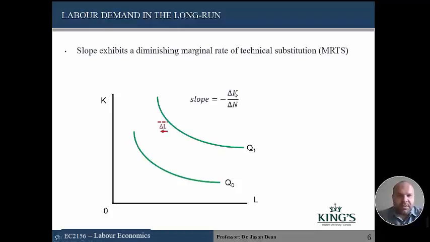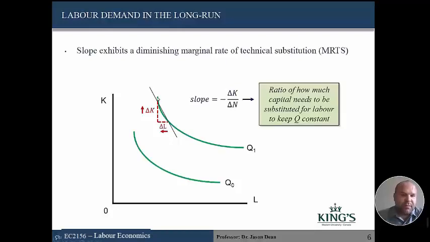So the slope is equal to the change in K over the change in N, right? So up here, if we take away this much labor, the firm would need to use this much capital to produce the same amount of output. The slope of a line tangent to the isoquant curve measures the marginal rate of technical substitution, which is how much capital needs to be substituted for labor to keep Q constant.